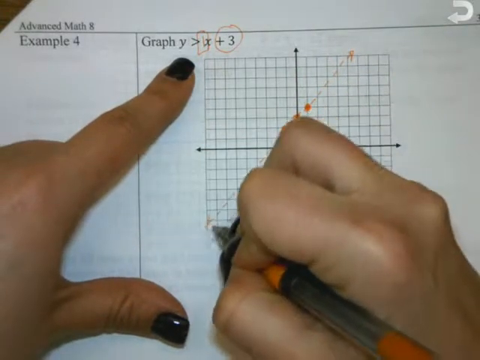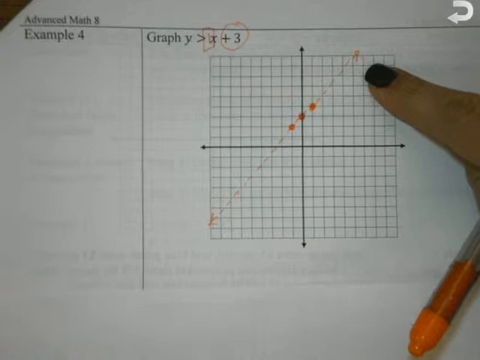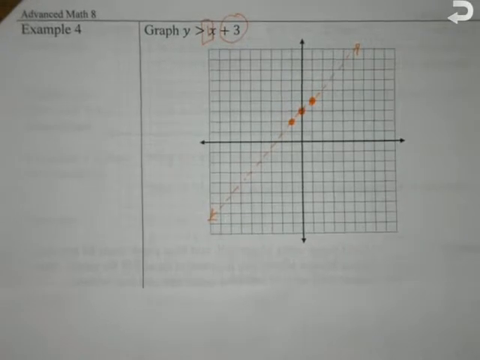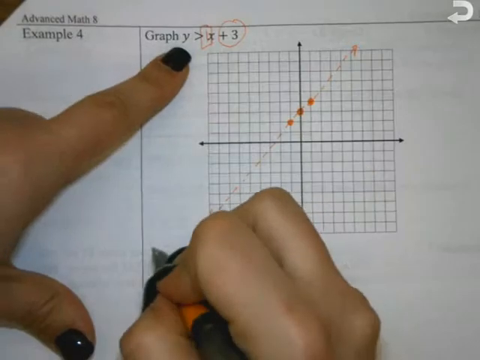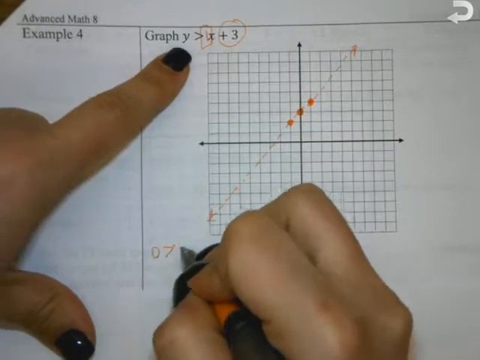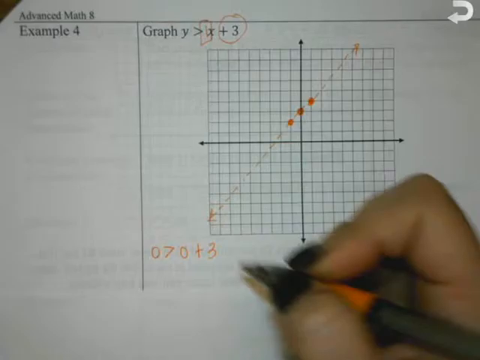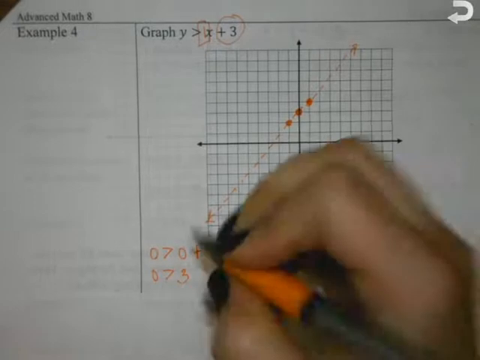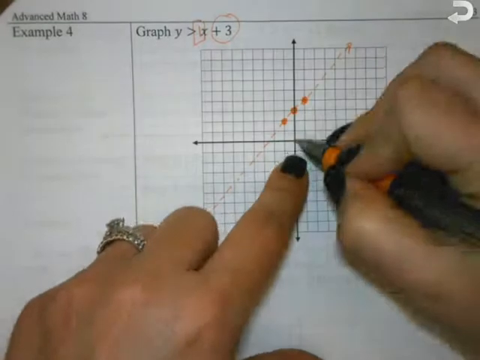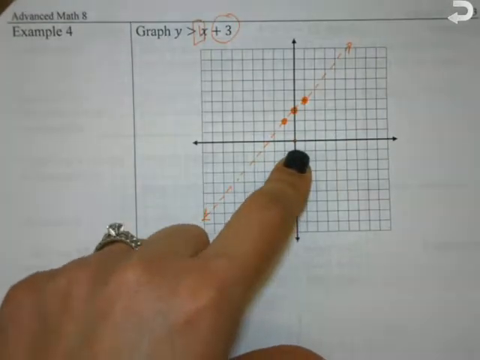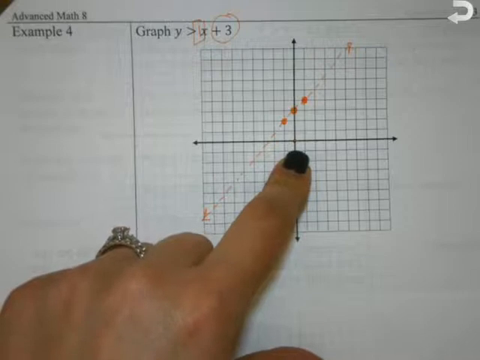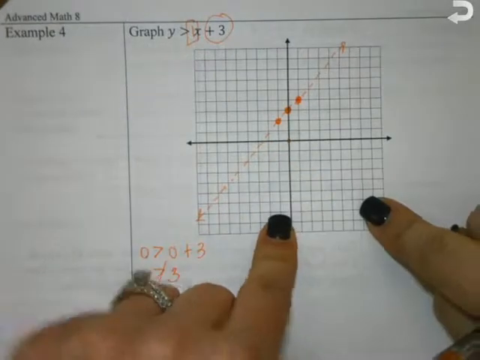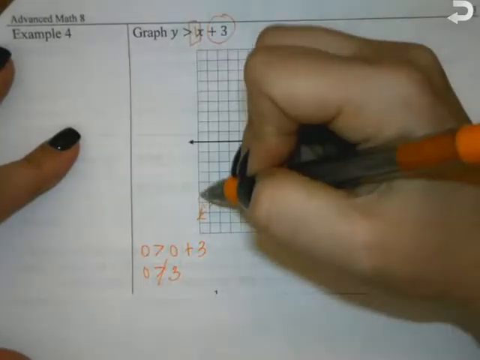Everybody should look like this so far. Is that correct? Okay, so we need to determine which area we need to shade, which half plane. So we're just going to check the point 0, 0. So that's 0 greater than 0 plus 3, which is 0 greater than 3. Is that true or false? False. So the point 0, 0, this point right here, does not lie within the solution. So do we shade that part? No, you need to shade the other part. So you're going to shade on top of the line.